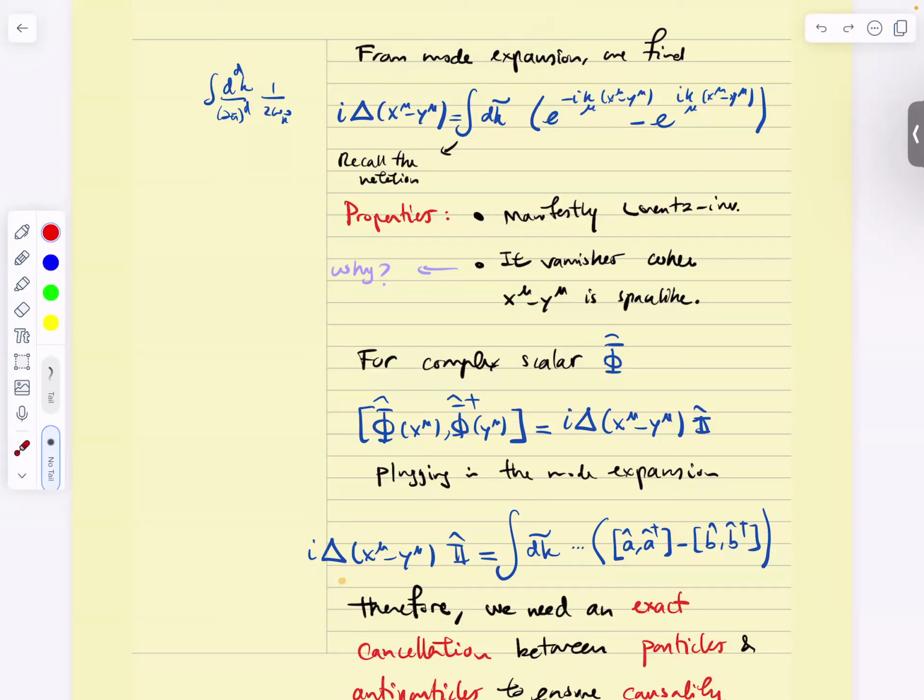Why is the 2-point function Lorentz invariant? It depends on the difference between the two points. Why is it Lorentz invariant? Those are contractions. What is the 2-point function? Vacuum, phi of x, phi of y, vacuum. Right?